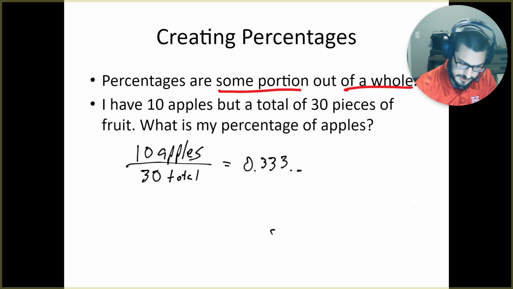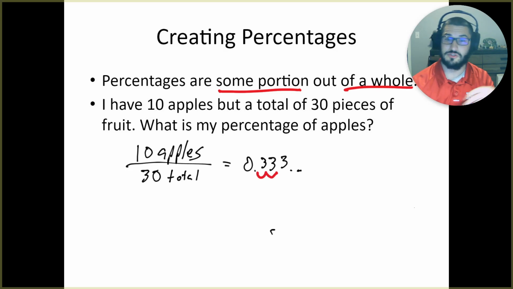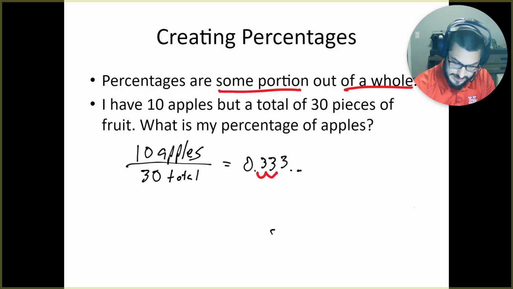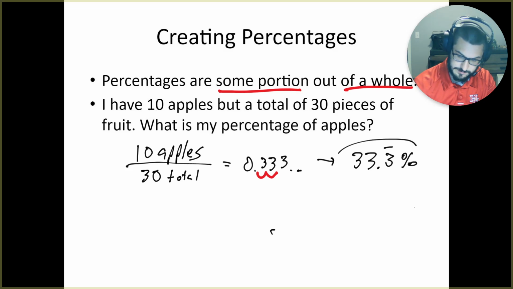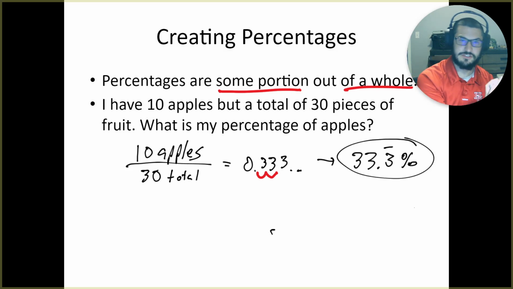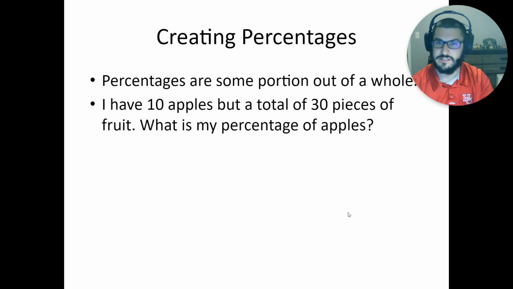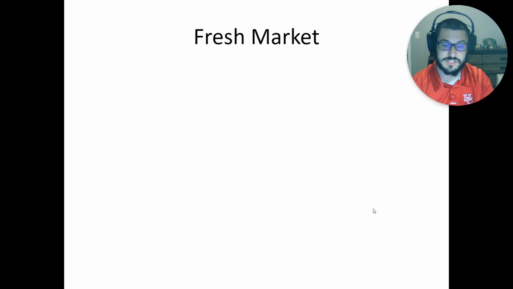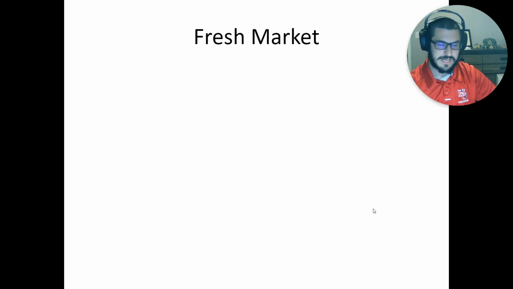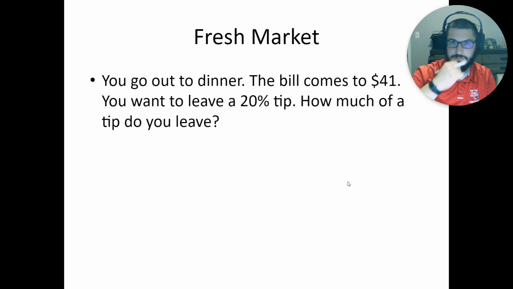0.333, and it goes on forever. Move the decimal back the other way, 1, 2, because I'm going from a decimal to a percent. That gives me 33.3 repeating percent. Okay, so start with whatever the part is out of a whole, get the decimal, and then convert that to a percent.